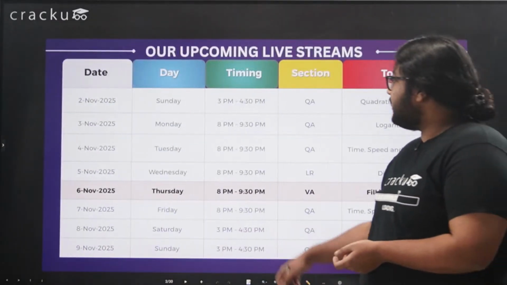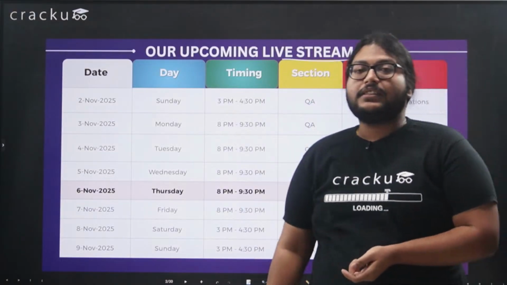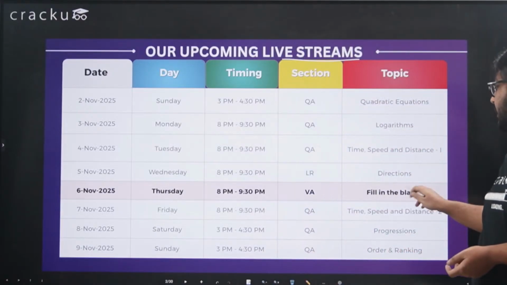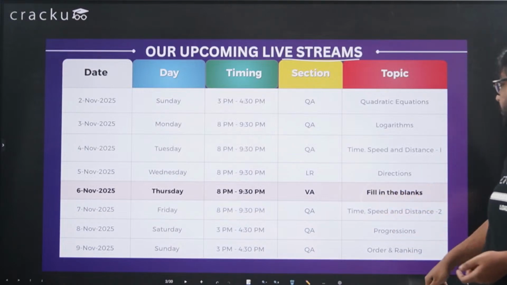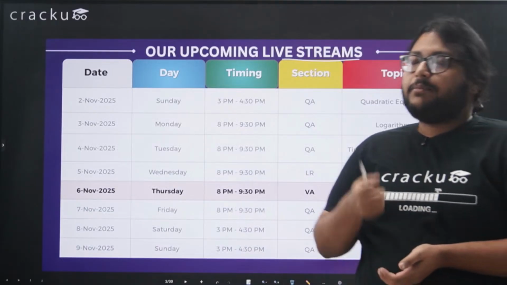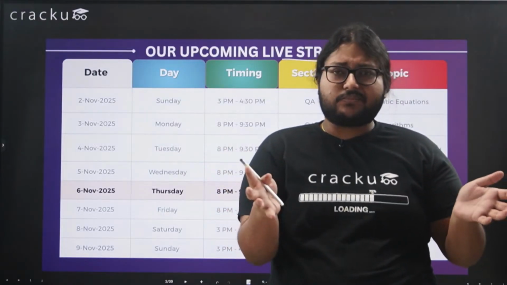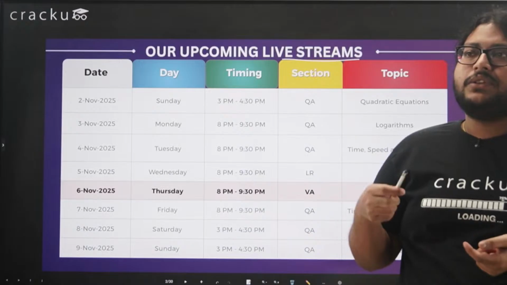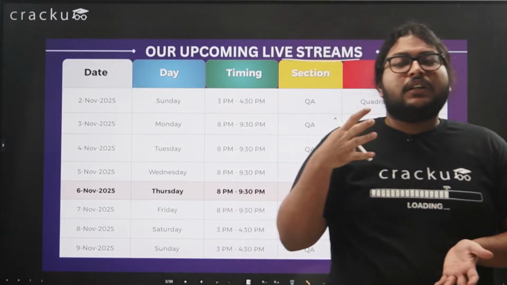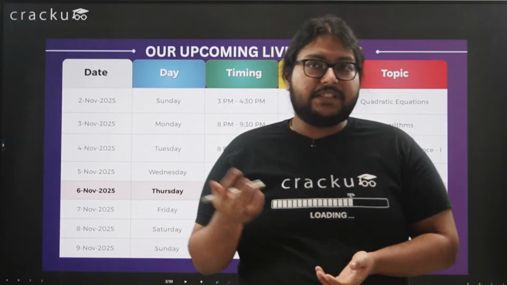Before we begin, this is a routine or a timetable for the upcoming sessions. We've had sessions on quadratic equations, logarithms, time, speed, distance. Today's session is on fill in the blanks. Tomorrow we have another session on time, speed, distance, and progression. Eventually, after IIM Bangalore actually releases the actual syllabus, we will be catering to the other topics also, like there might be topics like matrices or integration in the IIM Bangalore paper, so we will obviously be covering those as well.